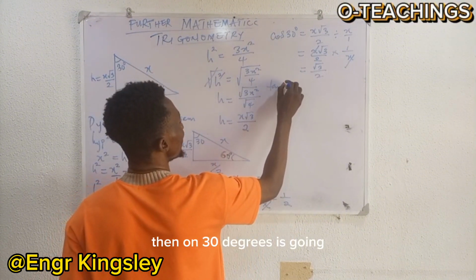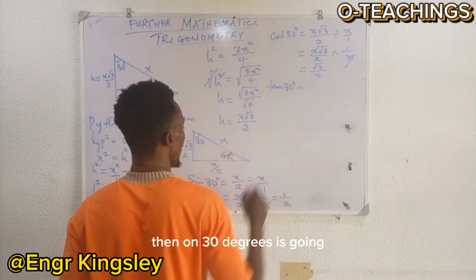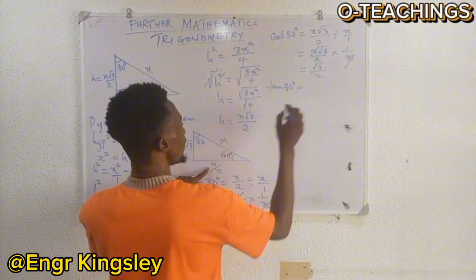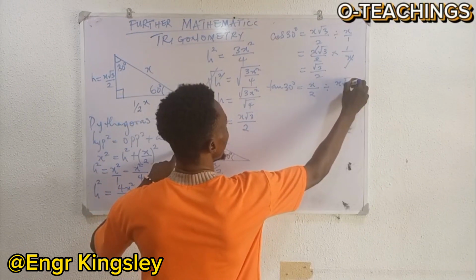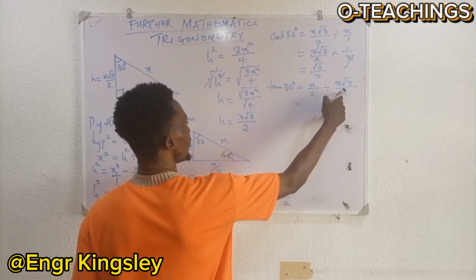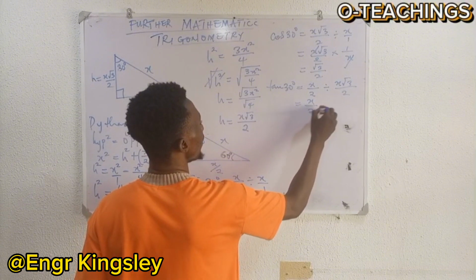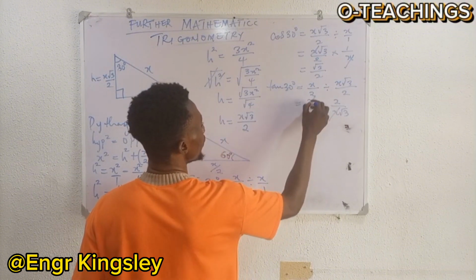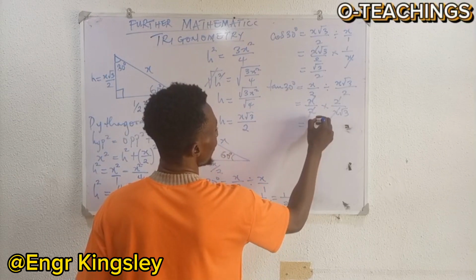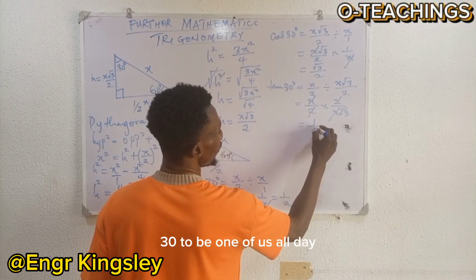Then tan 30 degrees is going to be opposite all over adjacent, x all over 2 divided by x root 3 all over 2. So I have to change this to multiplication by having x all over 2 multiplied by 2 all over x root 3. X will go with x, 2 will go with 2. Finally, I will have tan 30 to be 1 all over root 3.